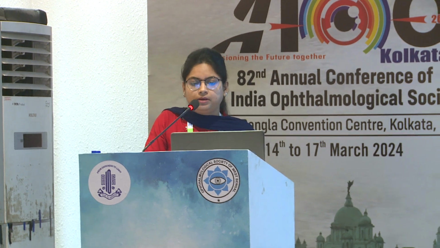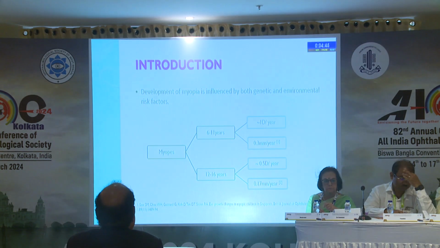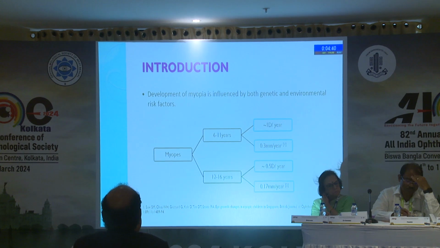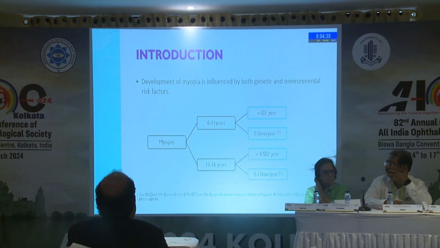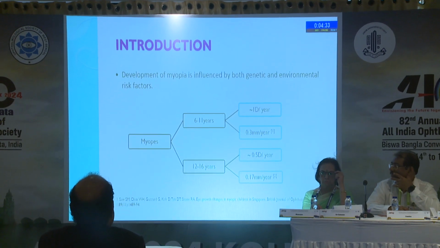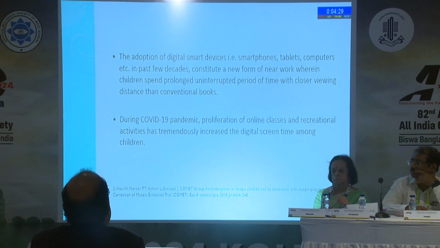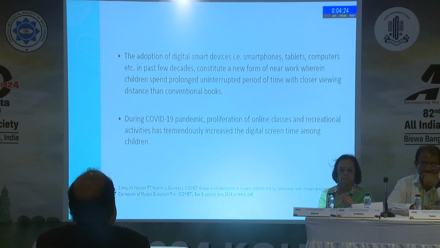The development of myopia is influenced by both genetic and environmental risk factors. The usual progression in myopes between 6 to 11 years is approximately 1 diopter per year with 0.03 mm per year axial length elongation, and between 12 to 16 years it is approximately half diopter per year with 0.17 mm yearly axial length elongation. The adoption of digital smart devices constitutes a new form of near work wherein children spend prolonged, uninterrupted periods of time with a closer viewing distance than conventional books. This has tremendously increased during the COVID-19 pandemic.